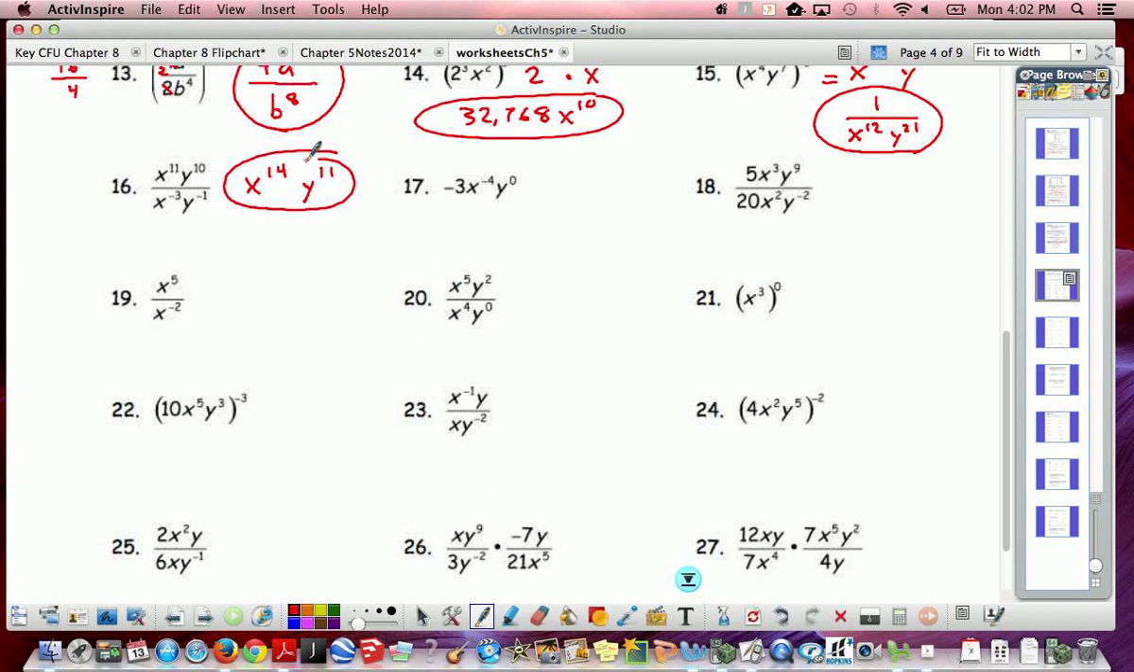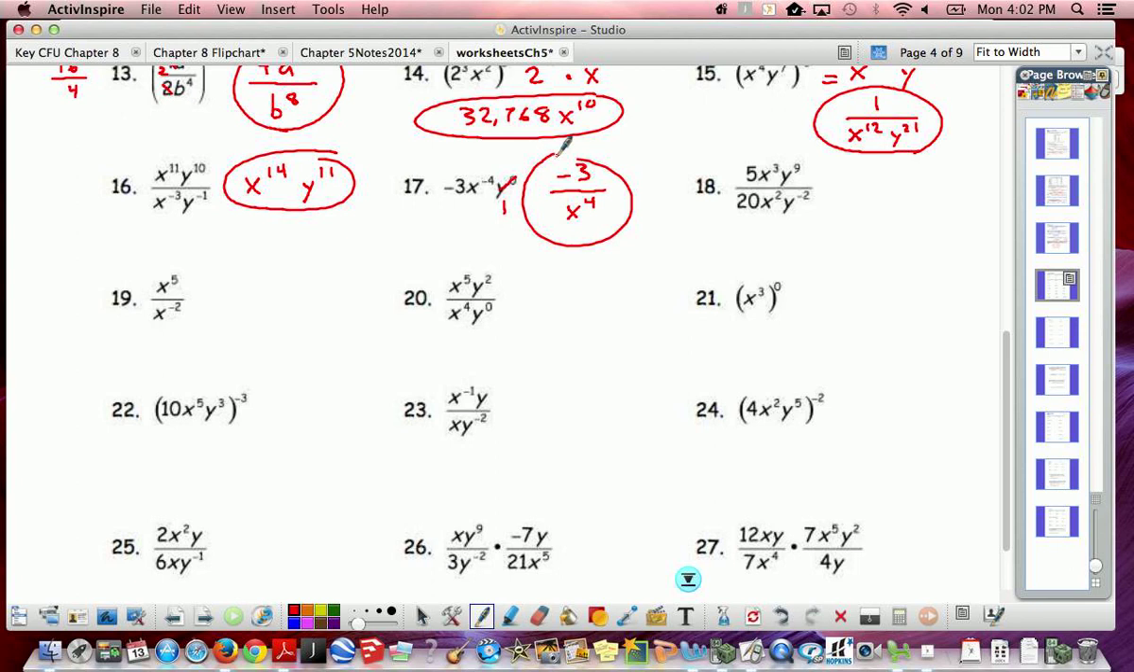So here I have a negative 3, so that's just going to stay in the top. X to the negative 4th causes the x to the 4th to go to the bottom. Y to the 0 power is the same thing as 1. So anything times 1 is just itself. So I just have negative 3x to the 4th.